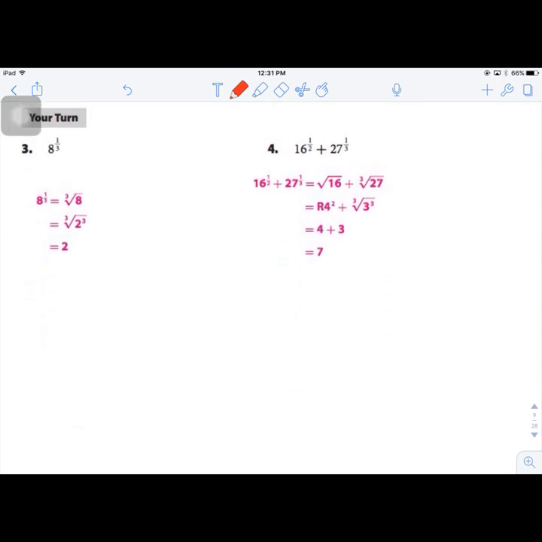Here are the answers. The first one, 8 to the 1/3 power, is equivalent to the cube root of 8. We can rewrite the 8 as 2 to the 3rd power, and the cube root and the 3 cancel out. The final answer is 2.